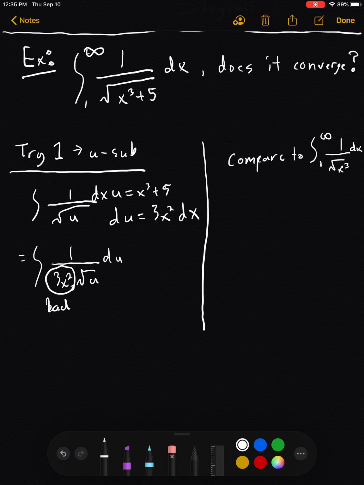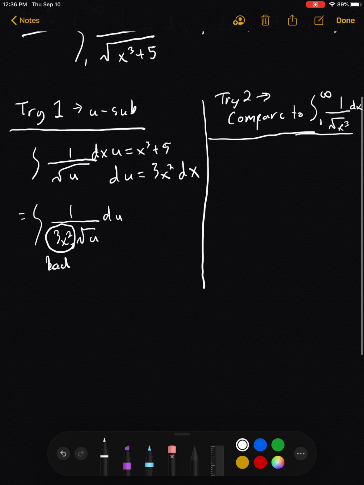This is try 2. Okay, so if I look at that, it's very close to the integral of 1 over the square root of x cubed. Why that's useful will be apparent in a minute, but let's just think about this. Can I even solve this problem, or am I going to run into the same problem as with the u substitution? Well, this is really the integral from 1 to infinity of x to the negative 3/2 dx.